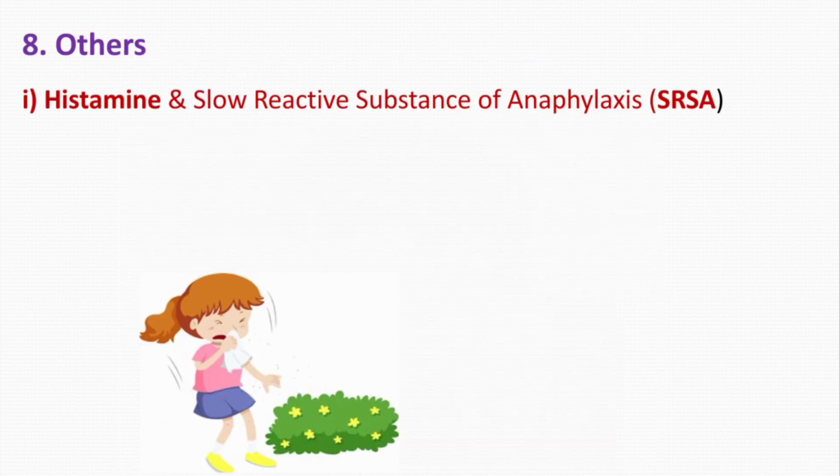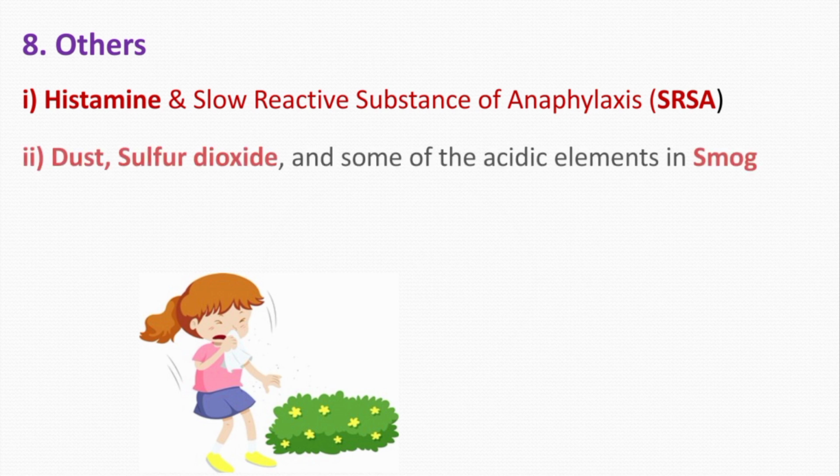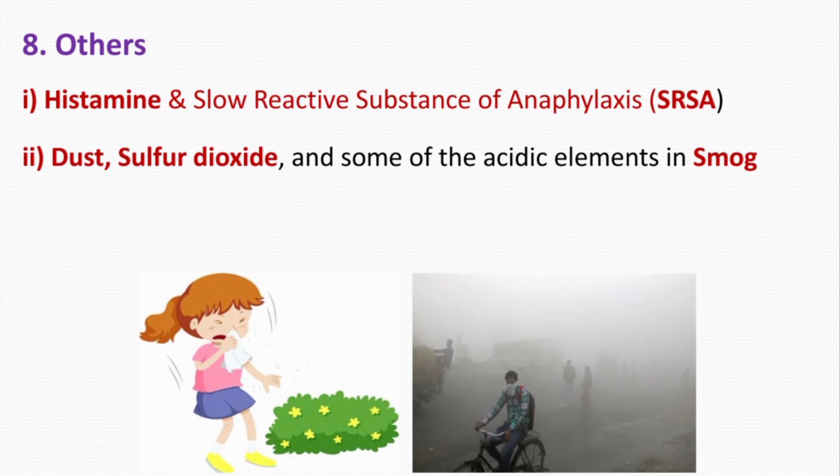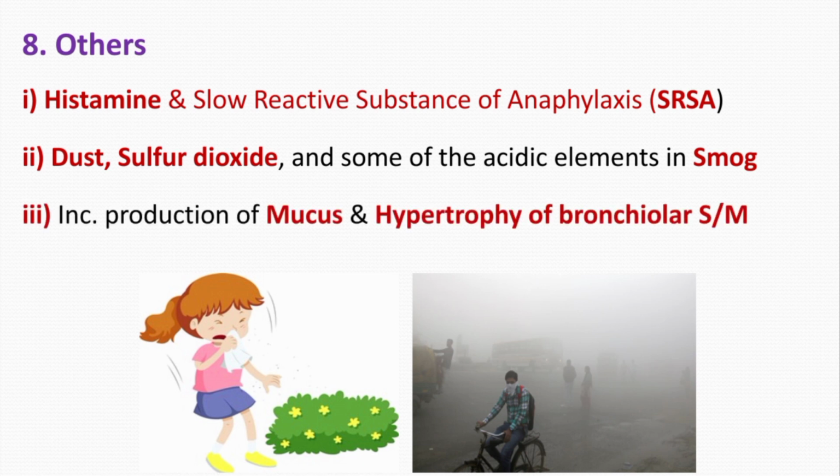Then there are some other factors which also cause resistance to the airflow, like histamine and slow reacting substance of anaphylaxis, which are released during allergic reactions and especially during pollen allergy. Then there are sulfur dioxide gas and dust and some of the acidic elements in smoke, which also increase the resistance to the airflow. And then if there is increased production of mucus or hypertrophy of the bronchiolar smooth muscle, then again there will be more resistance to the airflow in the airways.